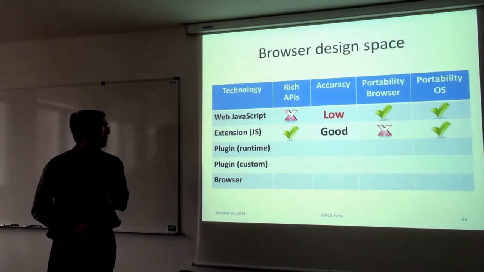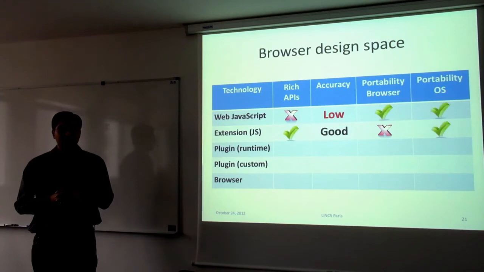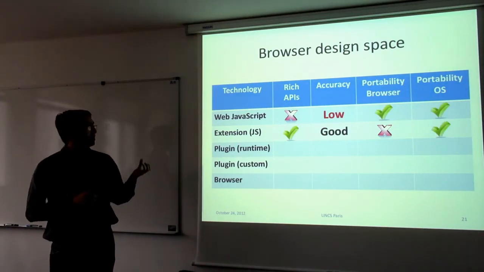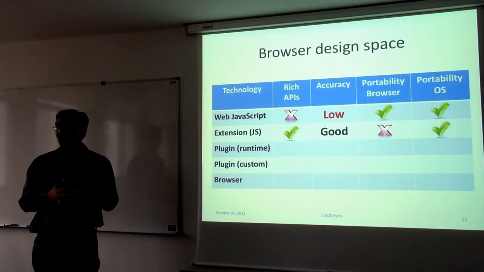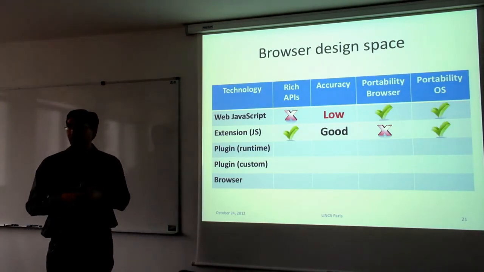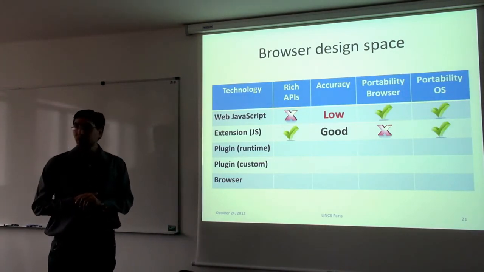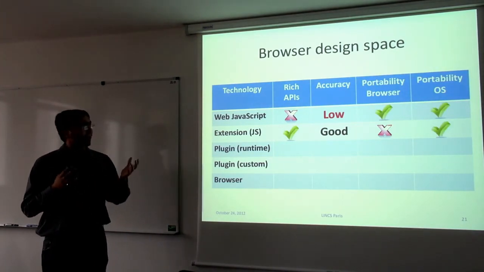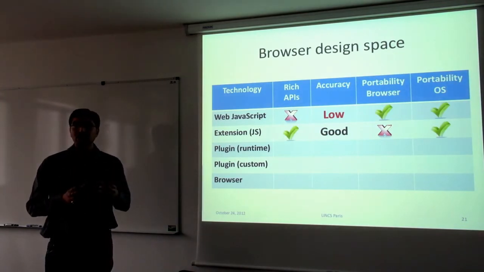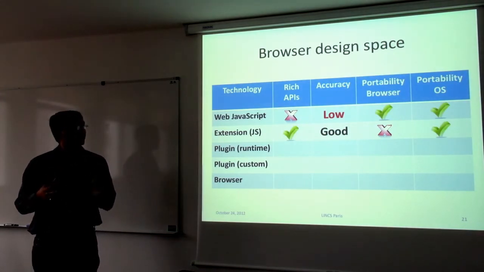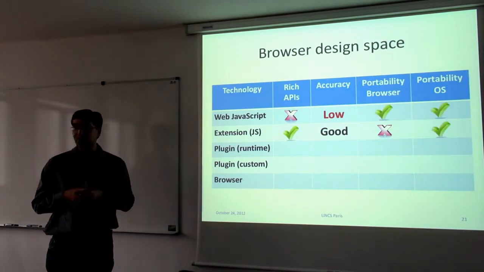Next up, we have a JavaScript-based browser extension. A JavaScript-based browser extension enhances the functionality of a normal web browser, and it runs with elevated privileges. Because of these elevated privileges, it has access to all the rich browser APIs which have good accuracy. I say good here because the accuracy depends upon the implementation of the API over here.